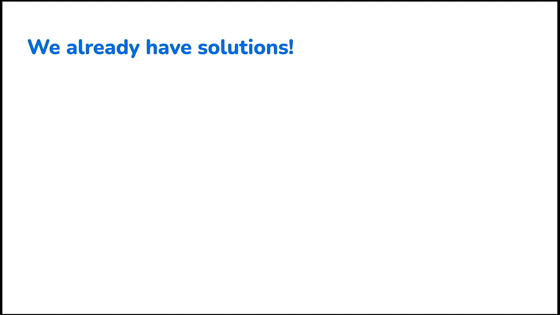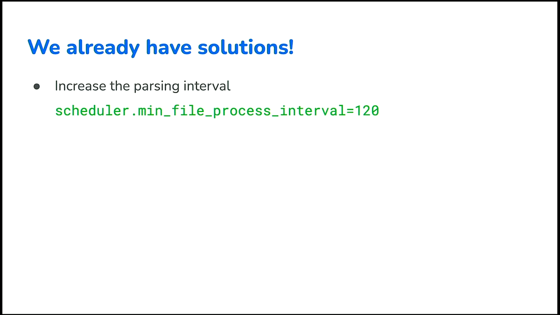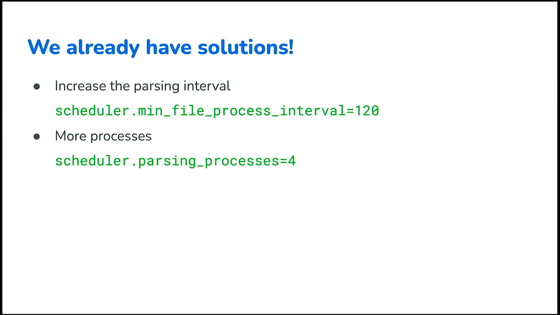We can act on the configuration we just found. One of the solutions is to just increase the parsing interval. If Airflow cannot go through all the DAGs in 30 seconds, just give it more time. Another solution is to have more processes. If you give it more processes, you'll have more resources to parse all the DAGs, of course.